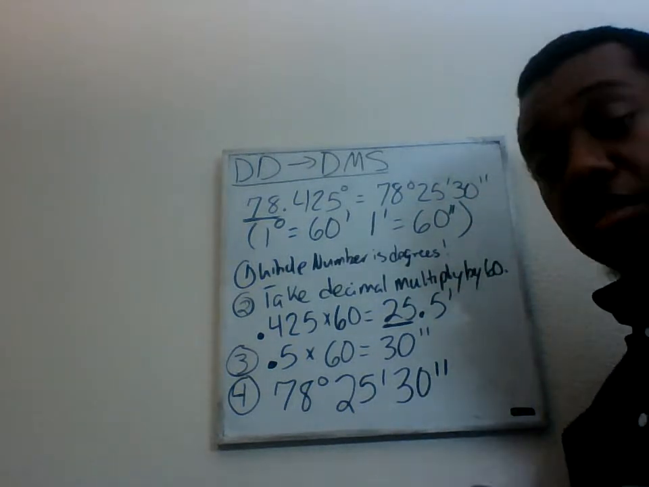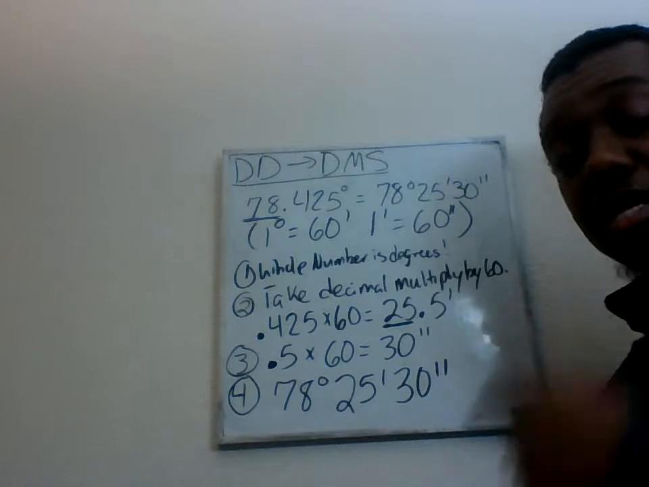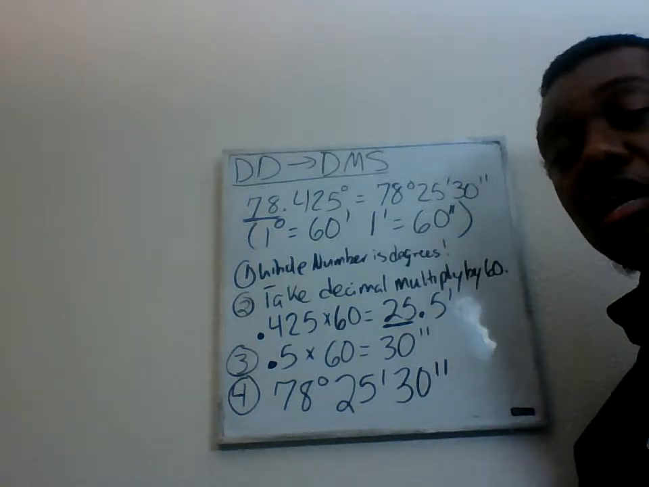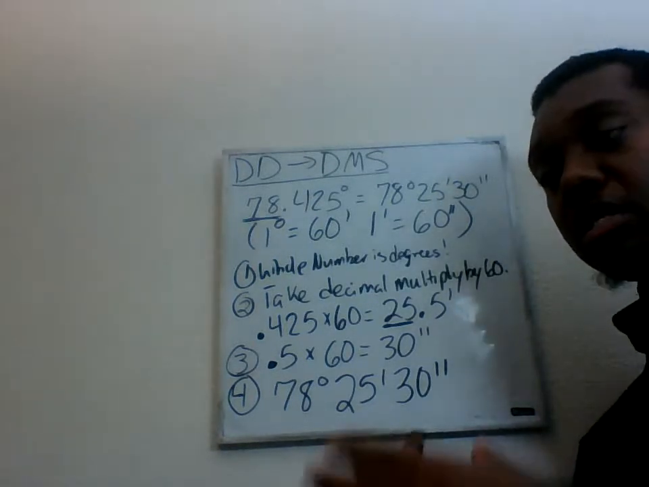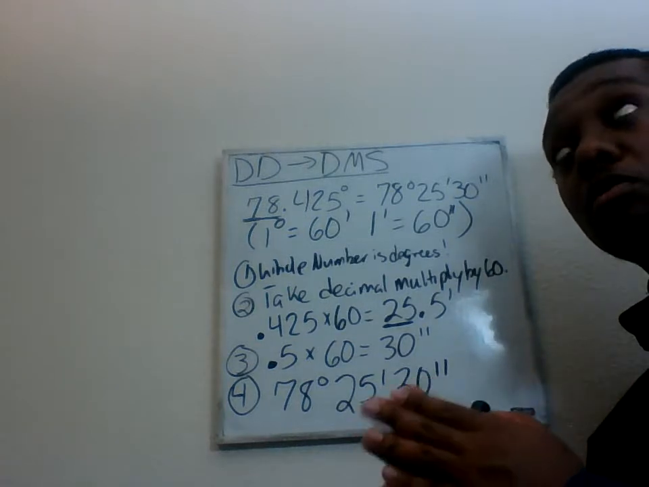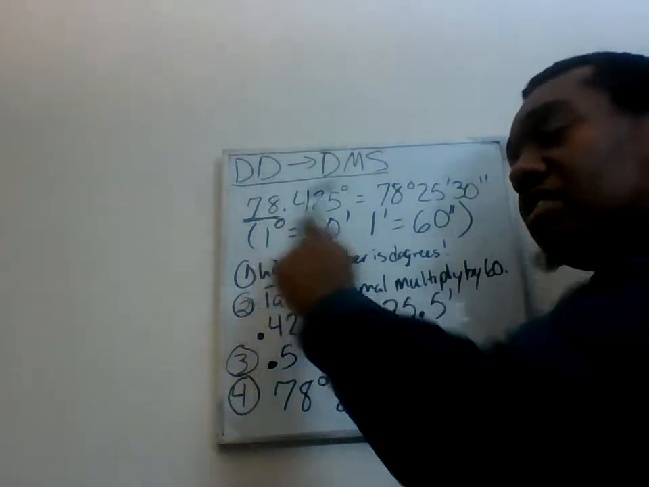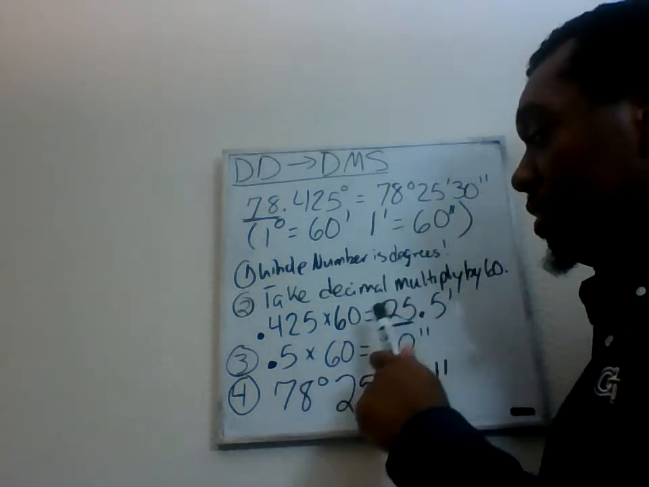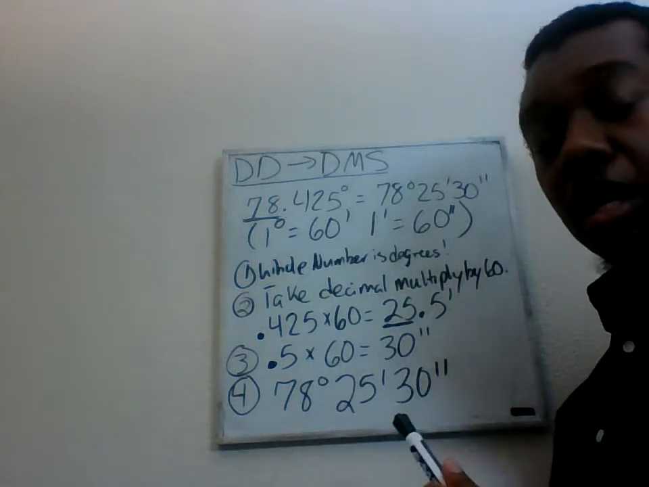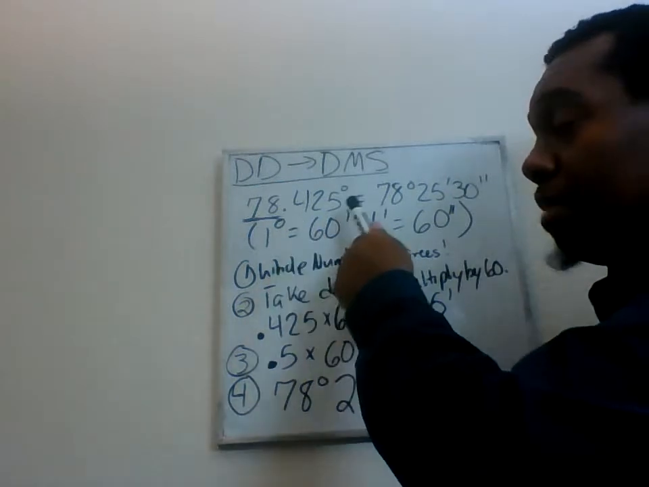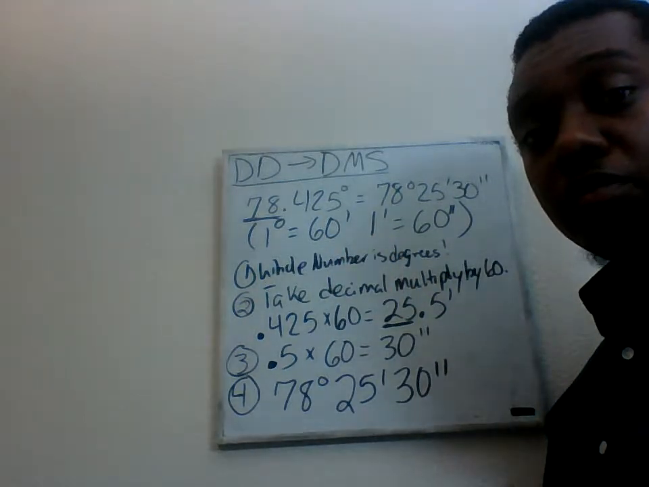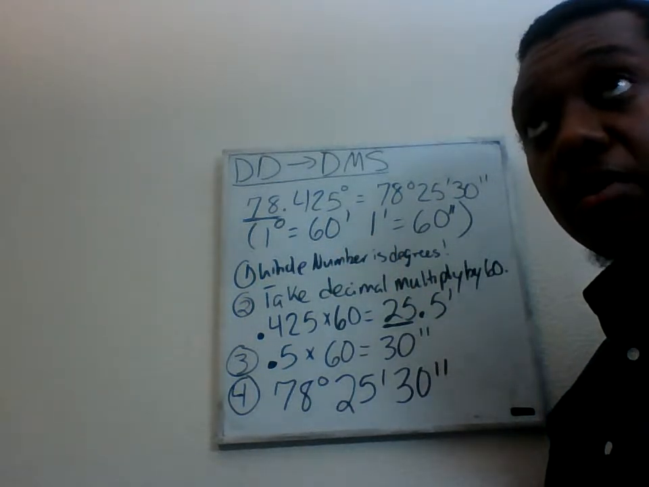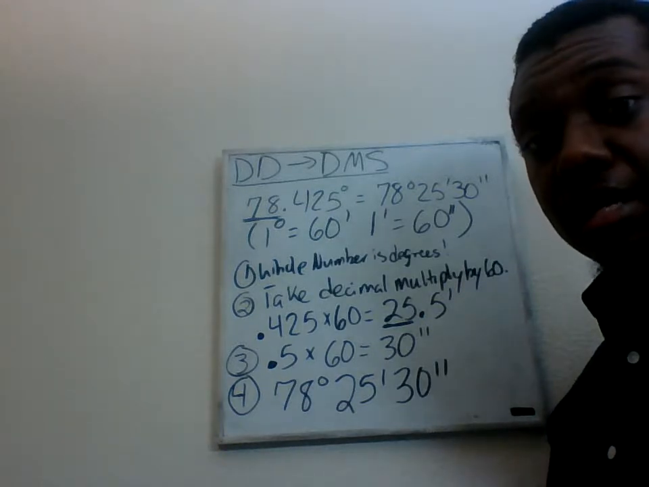Okay, so that's pretty simple. So again, going from the decimal degrees to degrees, minutes, seconds, we start off with what is our whole number? What is the total whole degrees that we have? We know we have 78 degrees. We definitely have that. Okay, so that's going to be our degrees here. Okay, what do we do with the remainder decimal, with the 0.425? Well, we're going to take that and we're going to multiply that by 60.